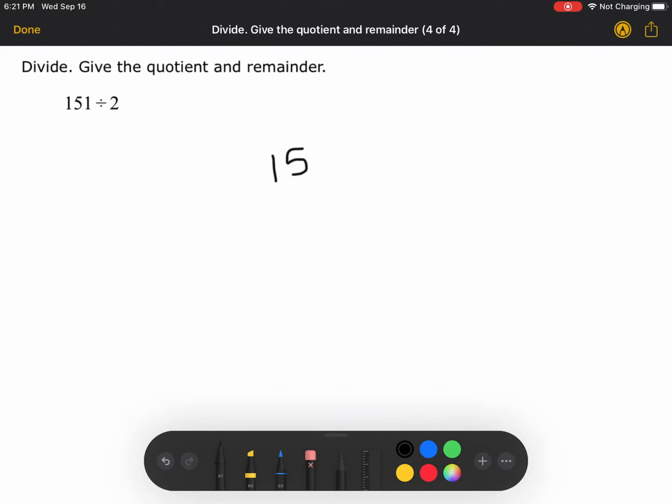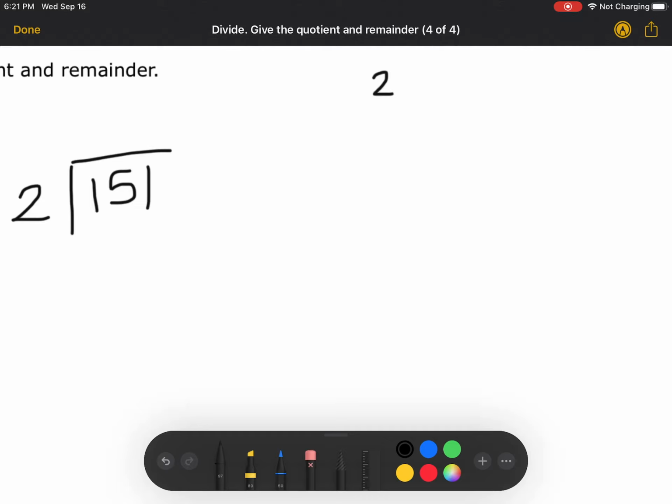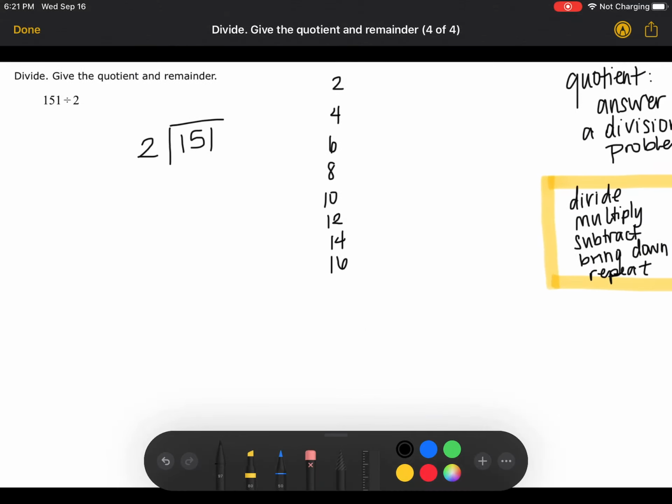So we have 151, which is the number you were dividing, and 2, which is the number you were dividing by. So to do this, I'm going to write my list of multiples over here. This is multiples of 2, by the way. So 2, 4, 6, 8, 10, 12, 14. I'm going to put one more, 16. So these are my list of multiples. Sometimes that really helps to have that to the side so you only have to do it once if you don't know it really well in your brain.